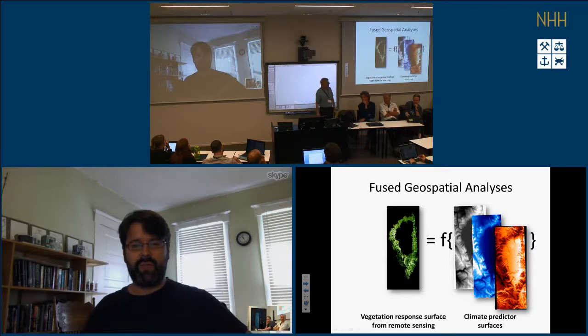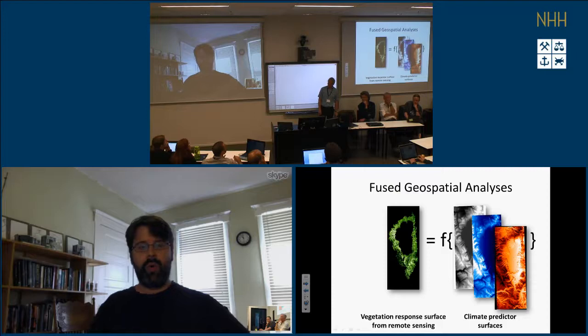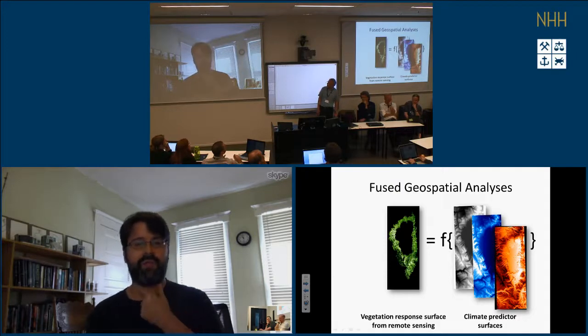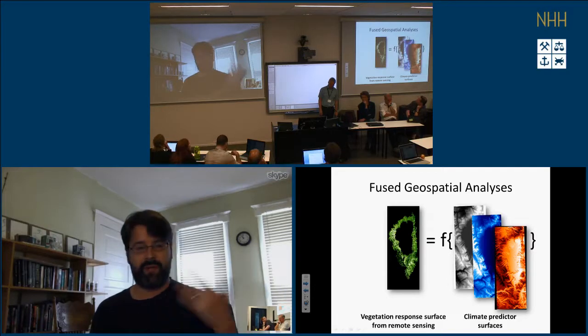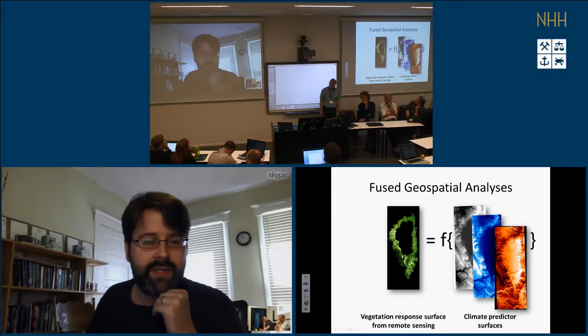So just to give you a brief background on why I'm using this: I'm using remote sensing to derive vegetation response surfaces and then using climate predictor surfaces like WorldClim, fusing the two together to do comprehensive landscape scale analyses of plant interactions with climate. Next slide.